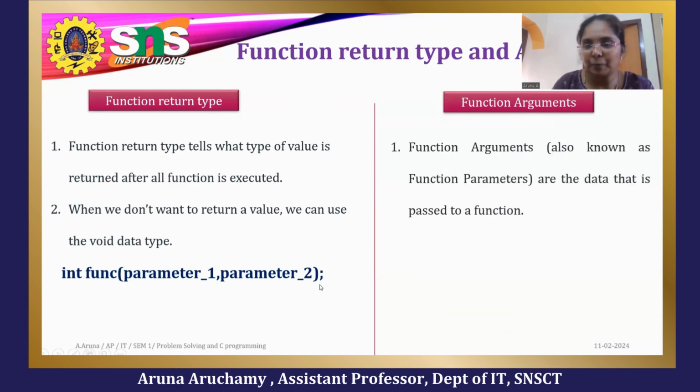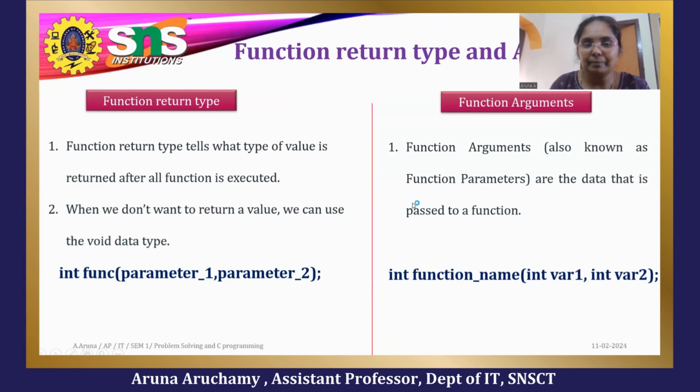So function argument is also called a function parameter. What type of data we are passing to the function is called an argument. This is a simple example. Here it will pass two integer values, that is variable 1 and variable 2, to the function. So this is the major thing in our C language.